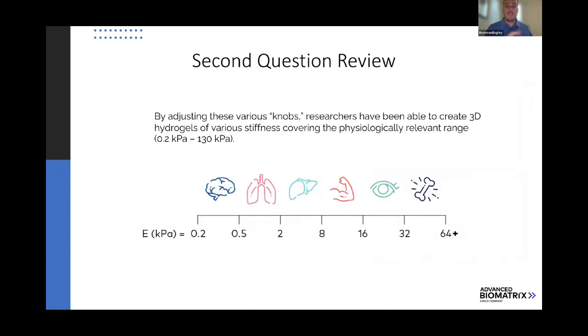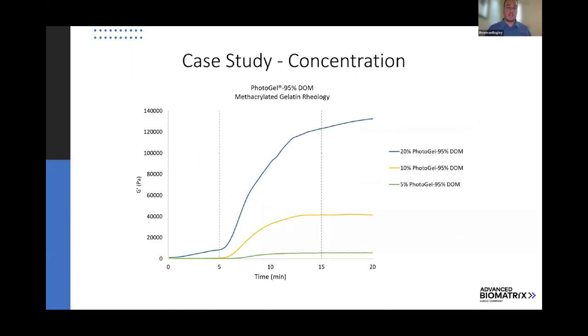So really, by adjusting these various knobs, researchers can create a 3D hydrogel with essentially the correct ECMs in the physiologically relevant range of stiffness. So I'm going to show some very basic case studies. All of the data, how we ran these tests, the parameters, the machines we used, all of that is found on our website in the white papers that are tied to these studies. And you can also reach out to me. I'll just send them to you directly if you want.